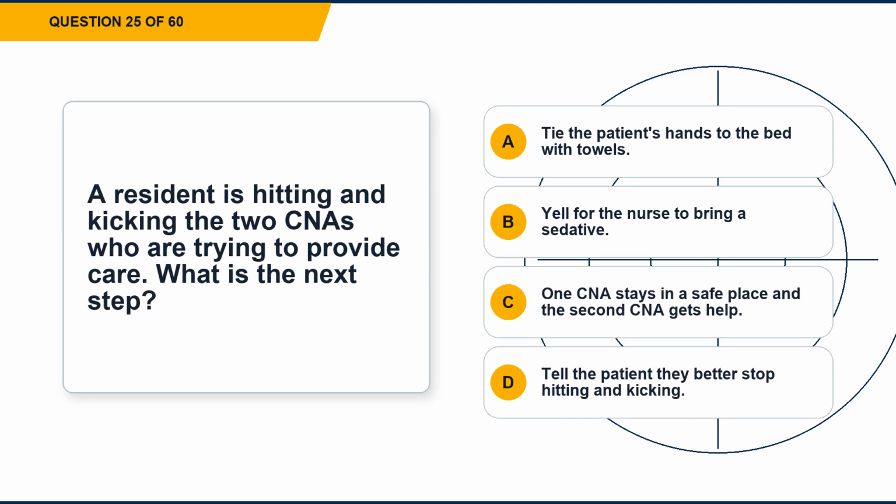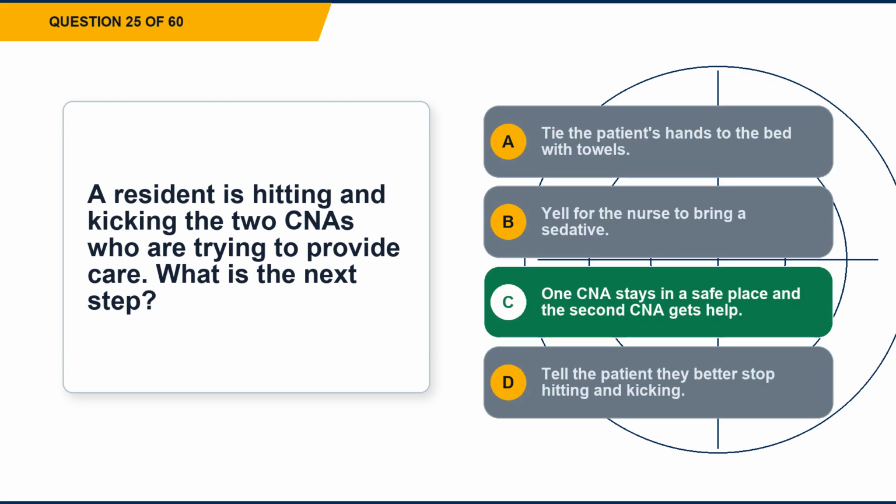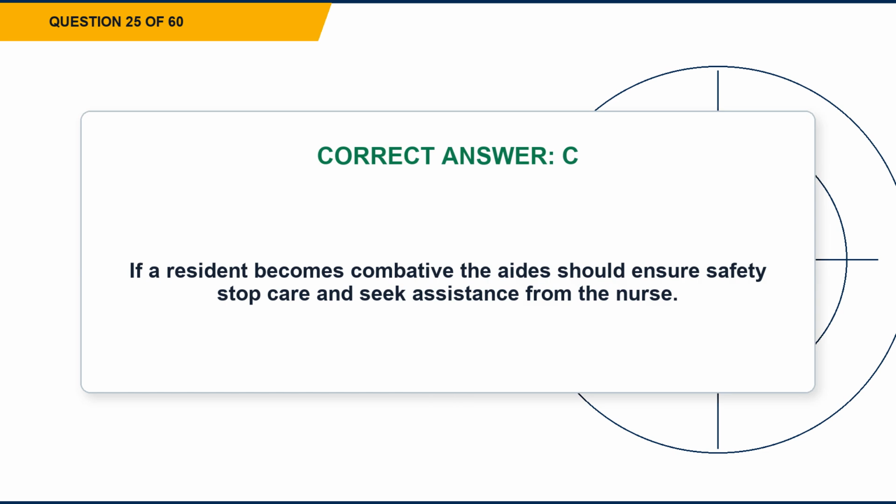Question 25. A resident is hitting and kicking the two CNAs who are trying to provide care. What is the next step? Option A, tie the patient's hands to the bed with towels. Option B, yell for the nurse to bring a sedative. Option C, one CNA stays in a safe place and the second CNA gets help. Option D, tell the patient they better stop hitting and kicking. The correct answer is option C, one CNA stays in a safe place and the second CNA gets help. Explanation. If a resident becomes combative, the aides should ensure safety, stop care and seek assistance from the nurse.